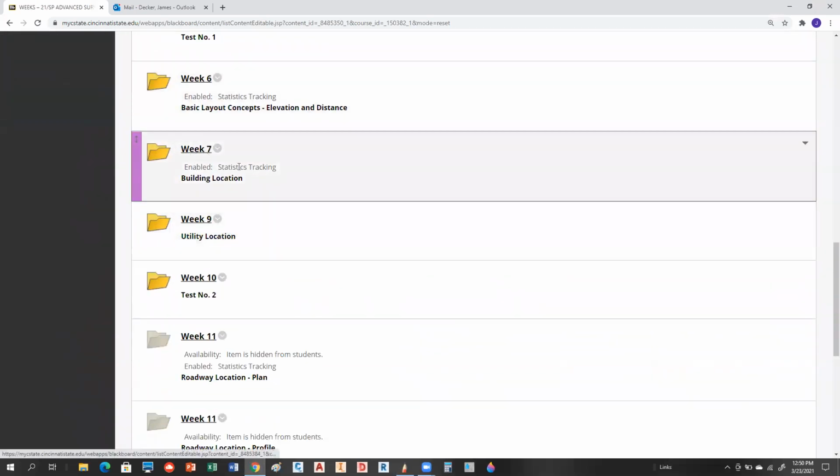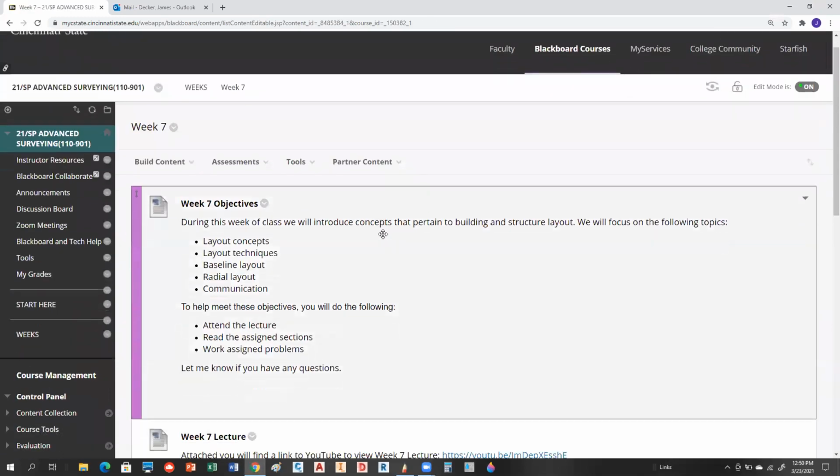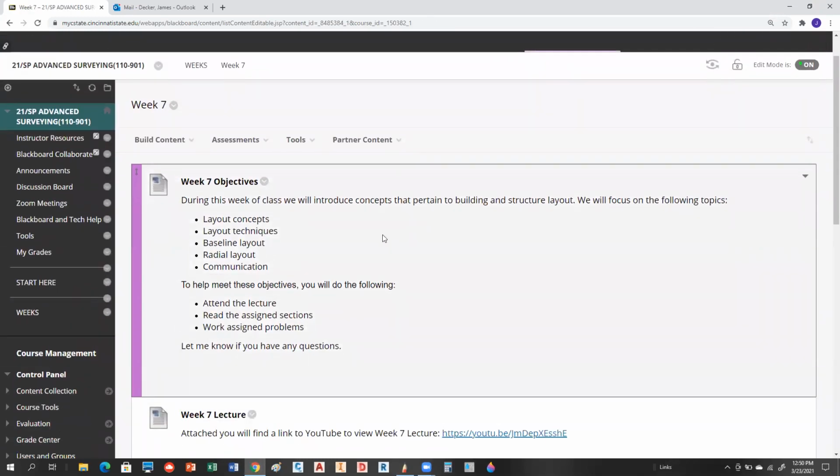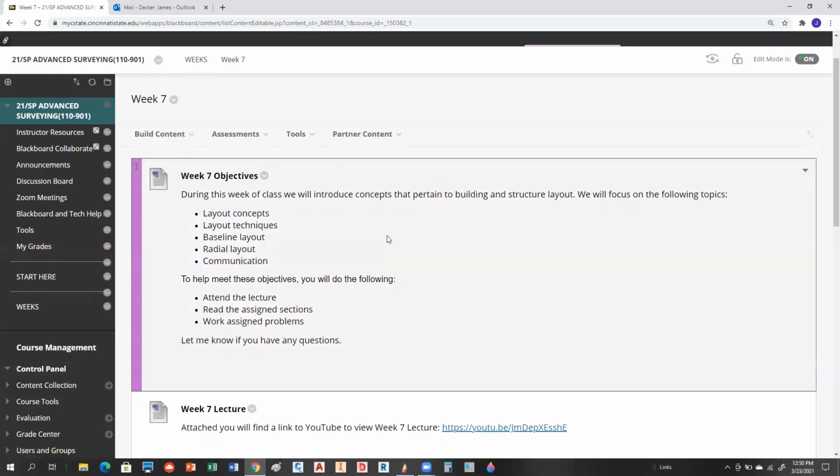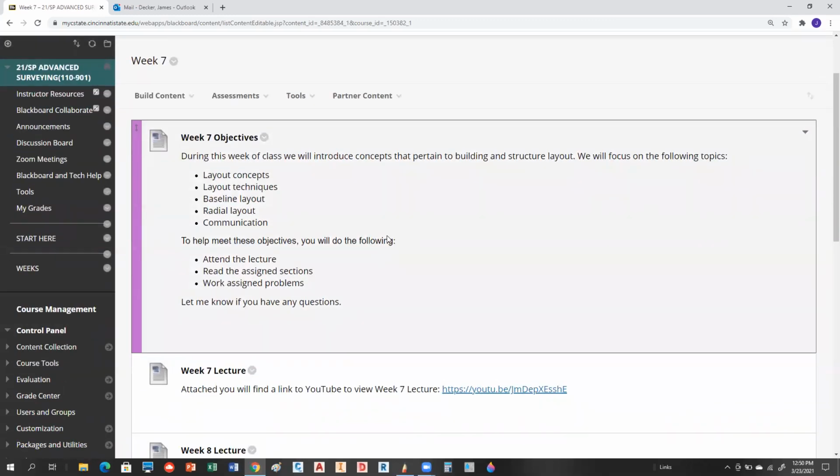All right, building location. So we talked about layout concepts, baseline. That was the thing that we finally got a chance to do when everybody finished up on Saturday, luckily. So one of the things I'll probably be asking you questions about is cut and fill and radial stakeout, radial layout. So any questions with cut and fill?